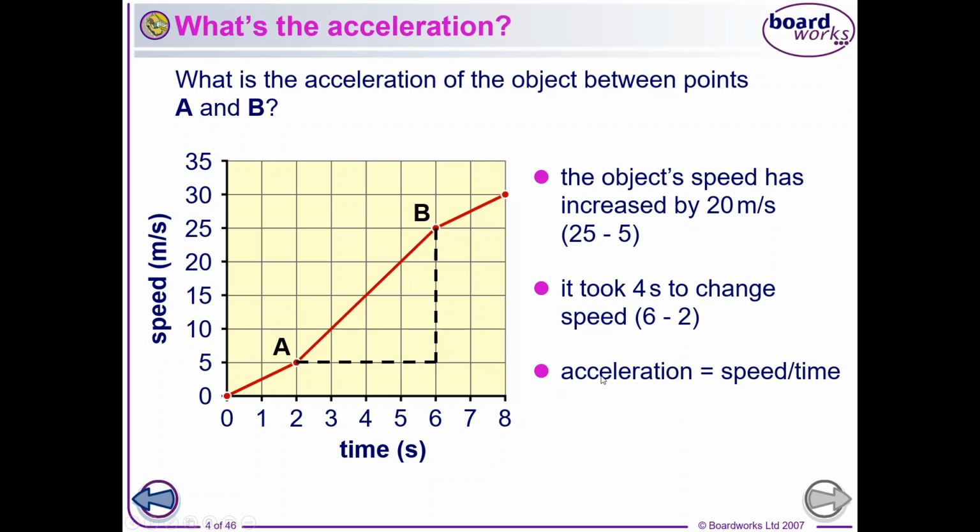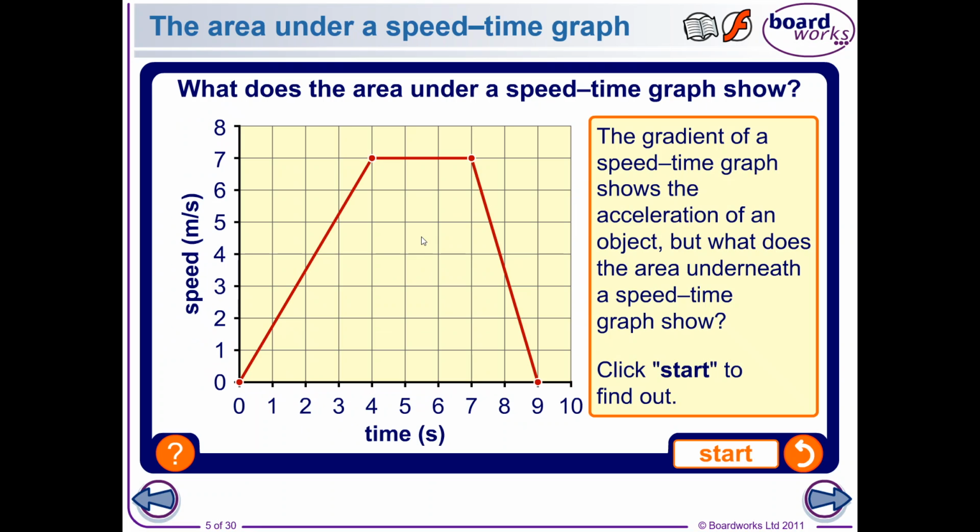So putting that into the equation, acceleration equals speed divided by time. It's going to be 20 divided by 4. So our answer will be 5. And remember, our unit for acceleration is meters per second squared. So that's how we can work out the acceleration from a speed time graph.